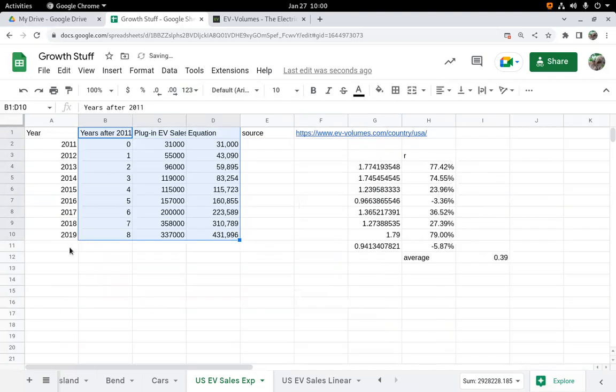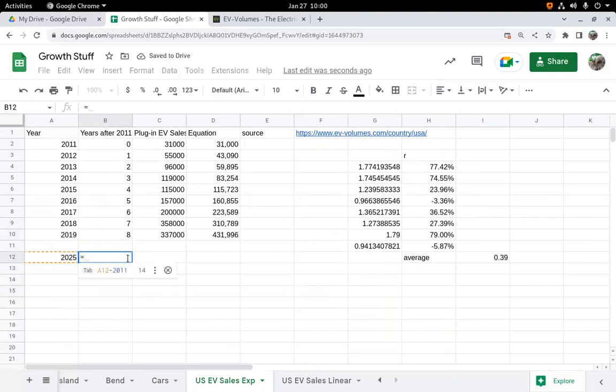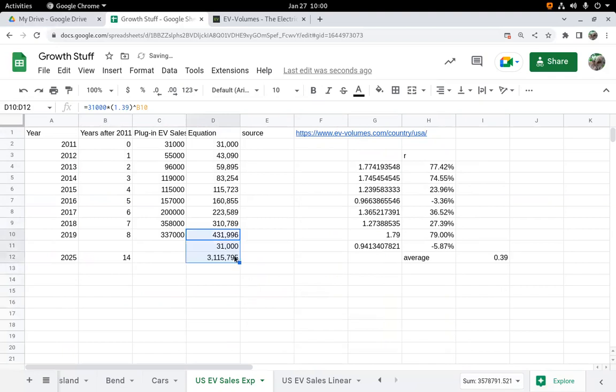So I have a model here, and then I can use that model to make a prediction. So I might make a prediction for 2025, and how many years later that would be? That would be 2025 minus 2011. And then I can just fill this formula for the equation down to make a prediction. Ignore that one in the middle. My prediction would be if it keeps growing at 39%, then in 2025 we would expect to see 3 million sales of electric plug-in vehicles. Seems a little high. Is it going to continue to grow exponentially? Probably not, but that's my guess.